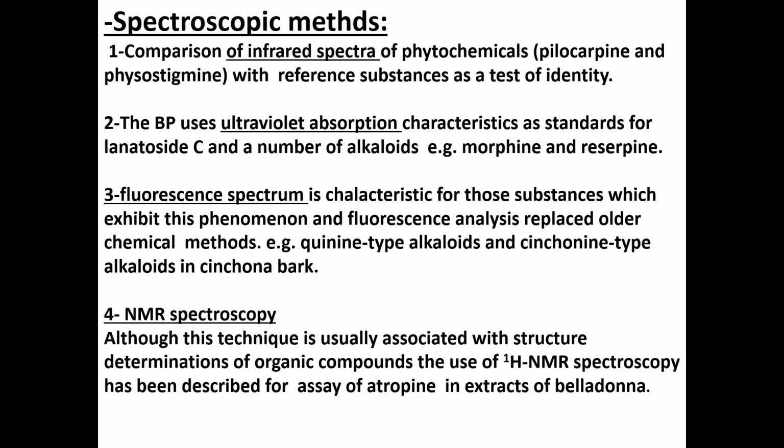Also, the other additional methods for assay include spectroscopic methods. IR spectroscopy was used to assay pyrrolocarbene and physostigmine by comparison with a reference substance. The British Pharmacopoeia also uses UV spectroscopy to assay morphine in opium, and digitalis or other pharmaceutical formulations.